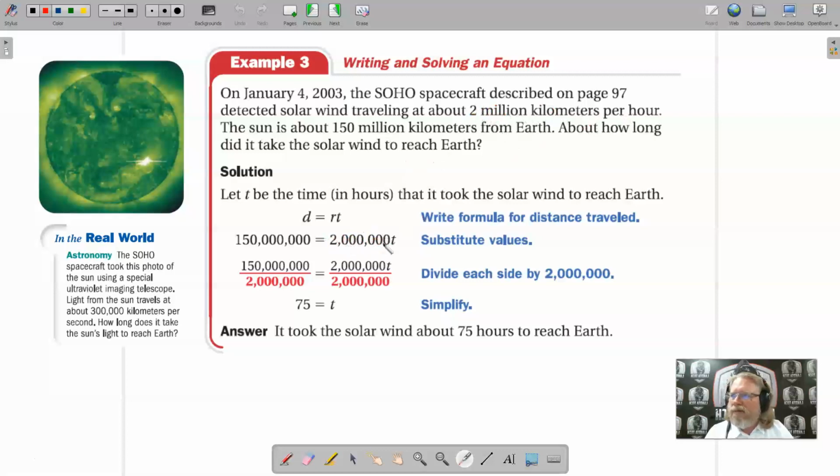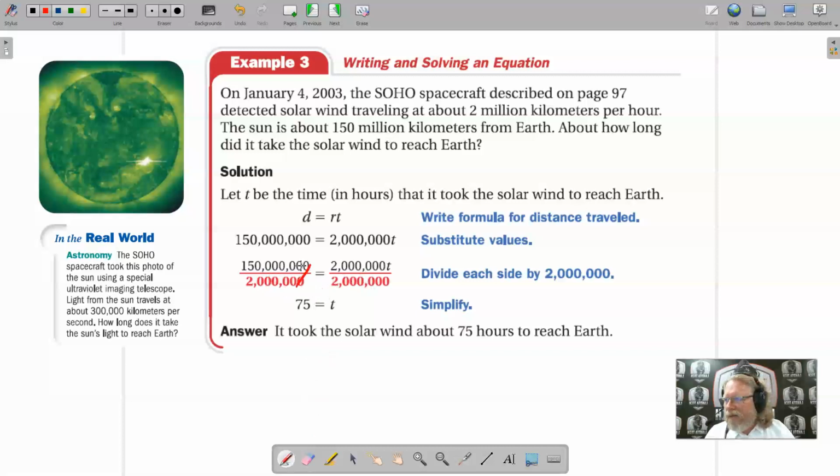Time is what I don't know and what I'm trying to find out, so I'll leave t as t. Now, the 2 million is related to the t through multiplication. The opposite operation is division, so we're going to divide. We're going to divide by the very number we wish to get rid of, which is 2 million. So I divide the right side by 2 million. What I do to one side, I have to do to the other, so I divide the left side by 2 million as well. And then that's going to leave us 75.